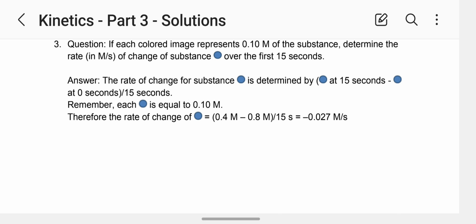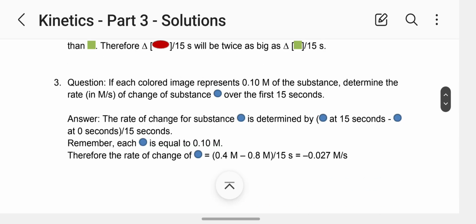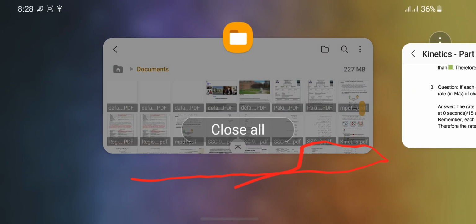Alright, if each colored image represents 0.10 molar of the substance, find the rate in molar per second of change of substance blue over the first 15 seconds. So the answer is clear. Change of substance, difference divided by change in time. Remember each blue is equal to 0.10 molar. Then the rate of change of concentration will be this, and this will be our answer.